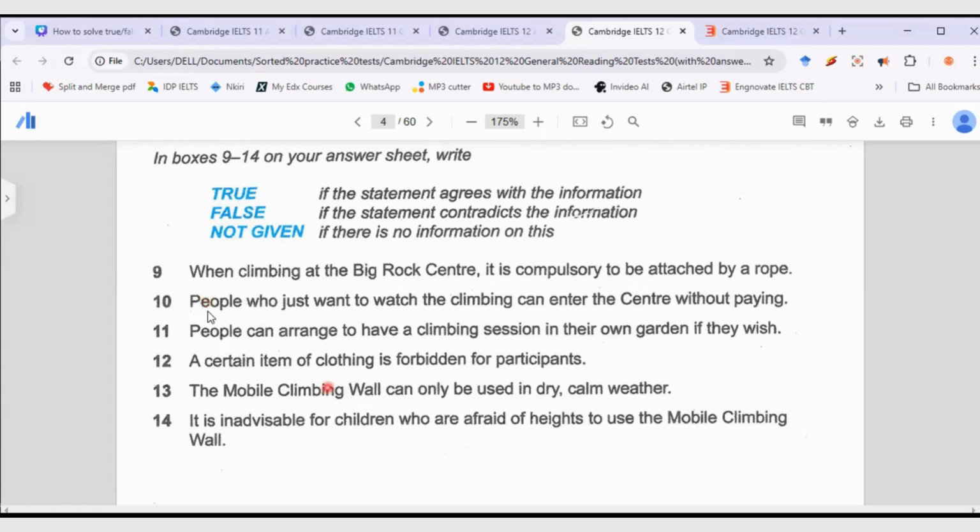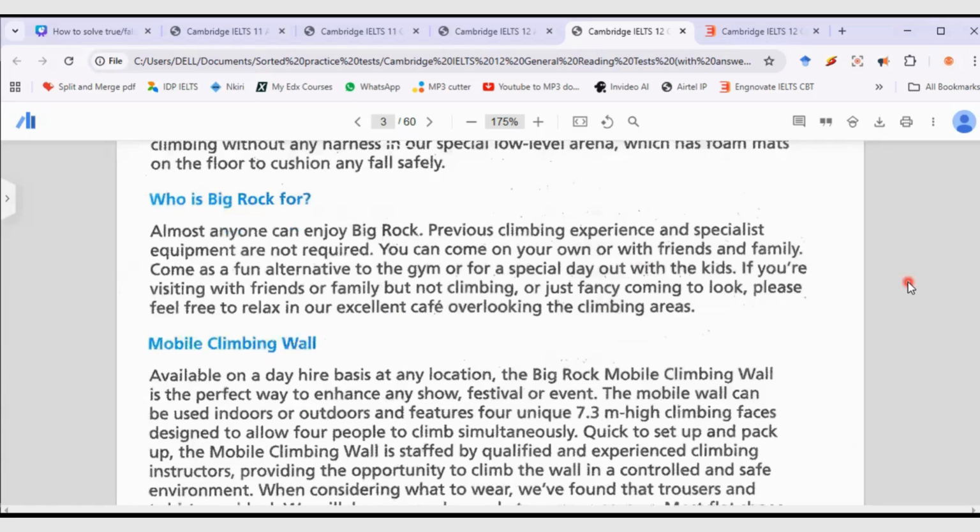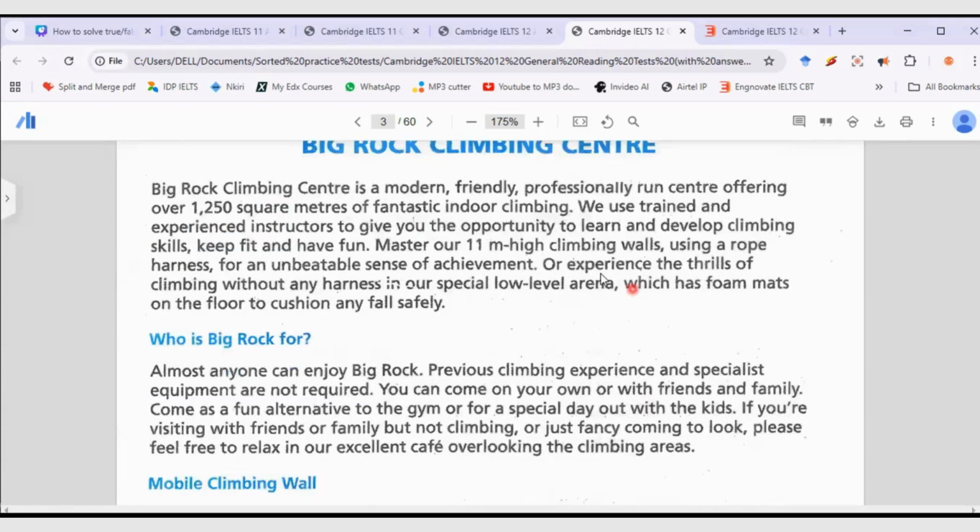Now let's do another one. People who just want to watch the climbing can enter the center without paying. People who just want to watch can enter without paying. Those are my keywords. So let's go to the passage and check. So next paragraph now. Almost anyone can join Big Rock. Previous climbing experience and specialist equipment are not required. You can come on your own or with friends and family. Come as a fun alternative to the gym or for a special day out with the kids.